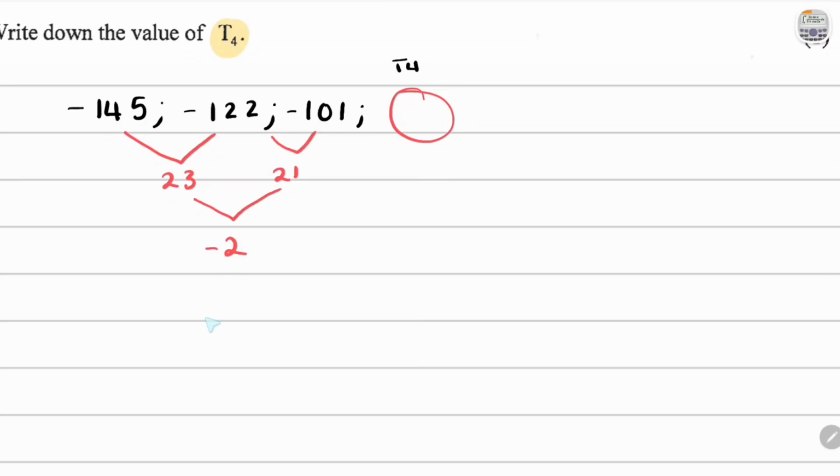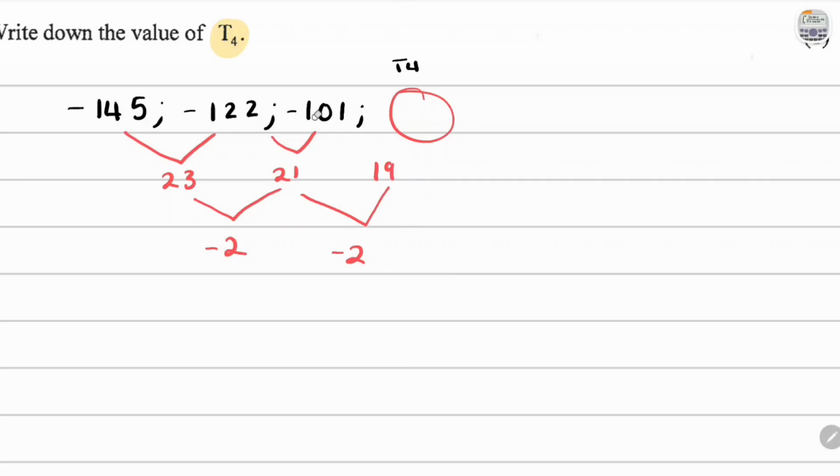So it's going to continue being negative 2. So we're going to also have a negative 2 over here. And so to find the third term in the first difference pattern, it's going to be 21 minus 2, or plus negative 2, which is going to be 19.